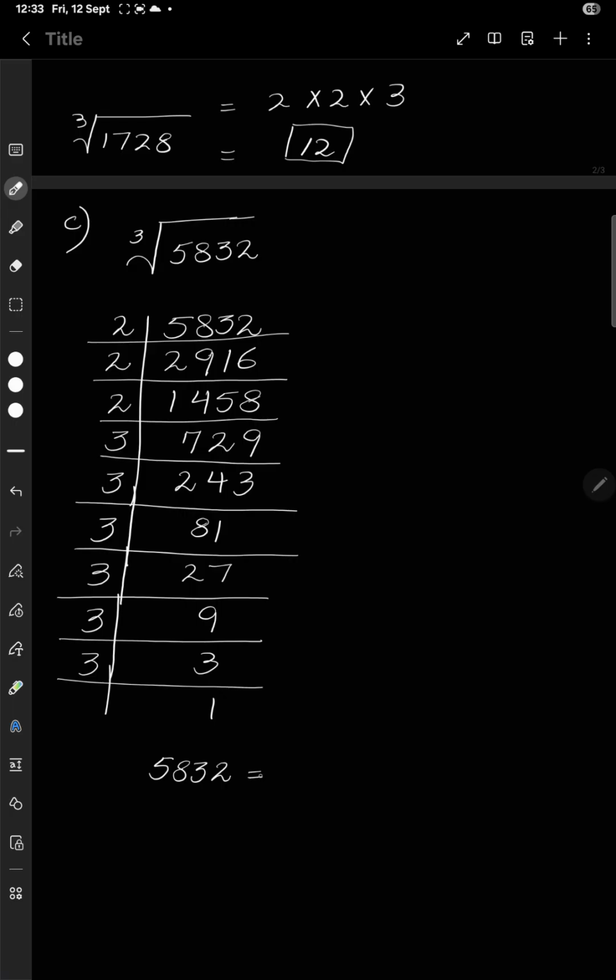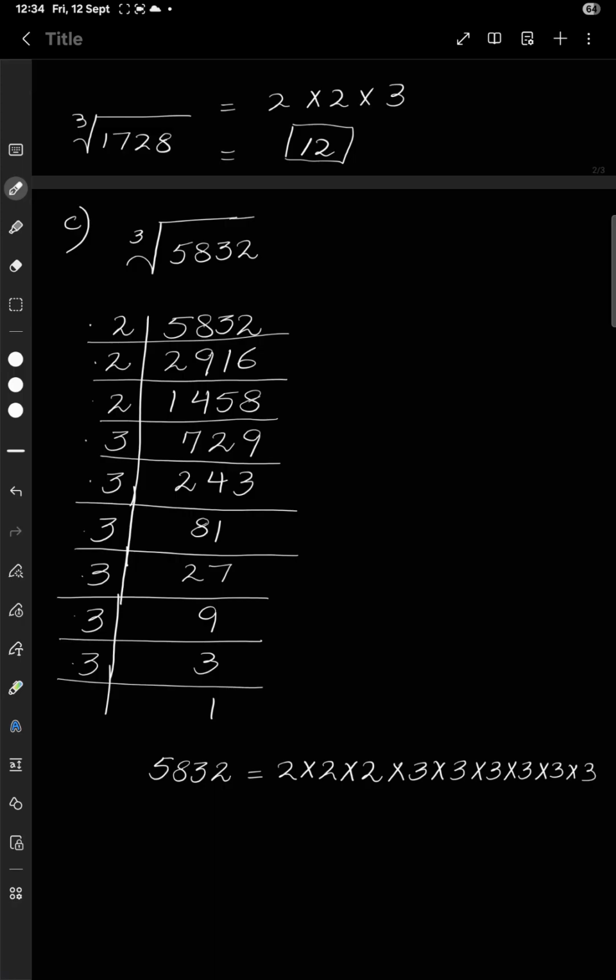5832 will be equal to how many 2's? 1, 2 and 3. How many 3's? 1, 2, 3, 4, 5 and 6. One more thing, there is no composite number on this side, so this means we are doing prime factorization, right, because there is no composite number on this side.